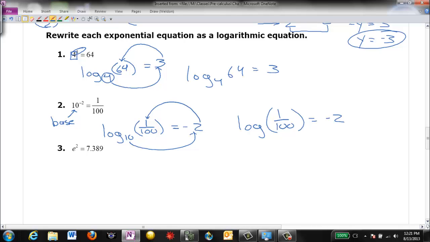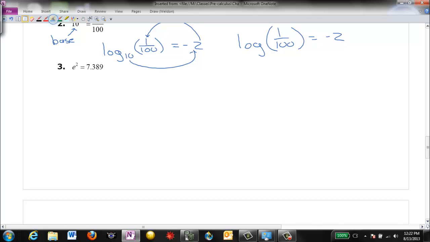All right. Let's try number 3 real quick. This one uses that base e, right? Because we're going to see that base e come up. So our base here is e, right? So we're going to have log base e. Okay. And we're going to have the log base e of something equals something. Here e is being raised to the second, so the 2 is going to go over here, and e raised to the second equals 7.389.